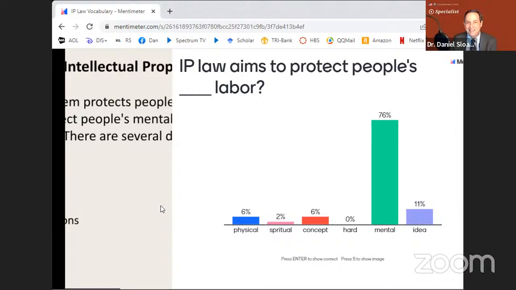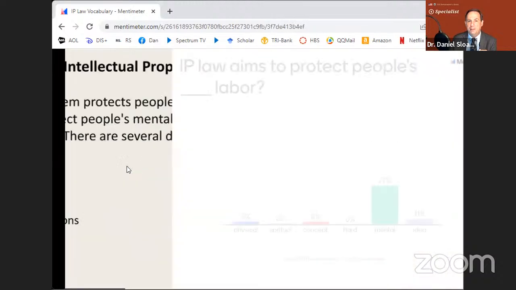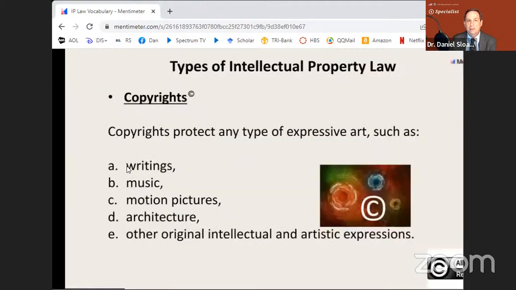All is clear. So we have, let me see here. IP law aims to protect people's mental labor. Okay, you can see it right here, mental labor. So that is the correct answer. And about a pretty good majority got that one correct.